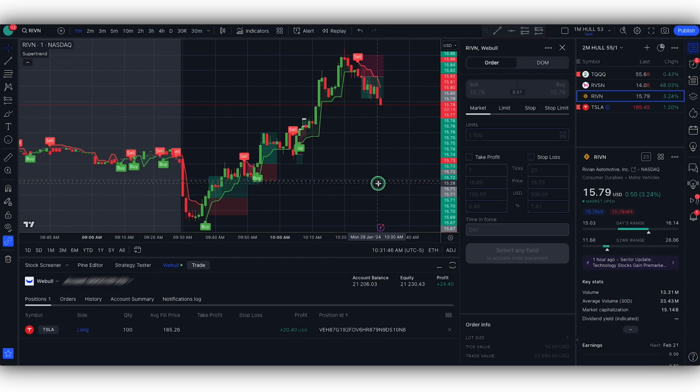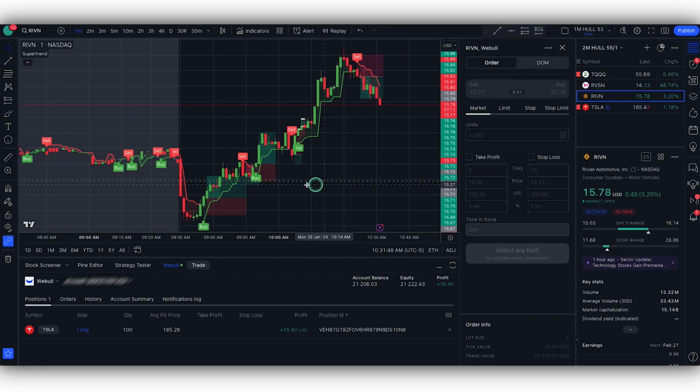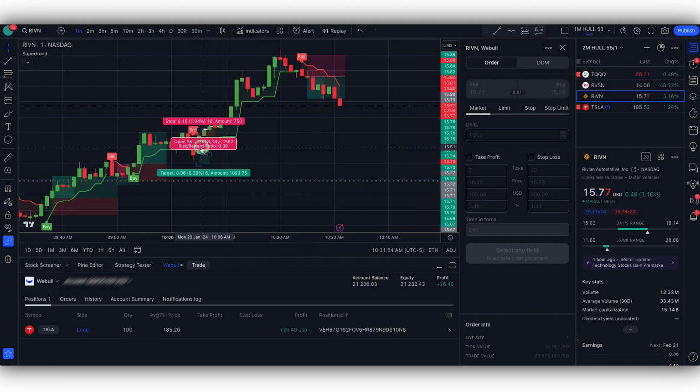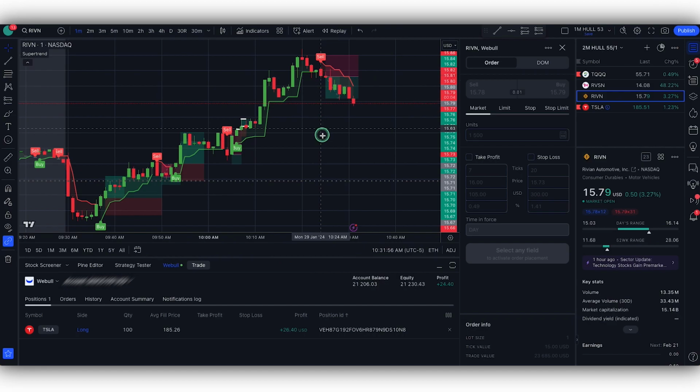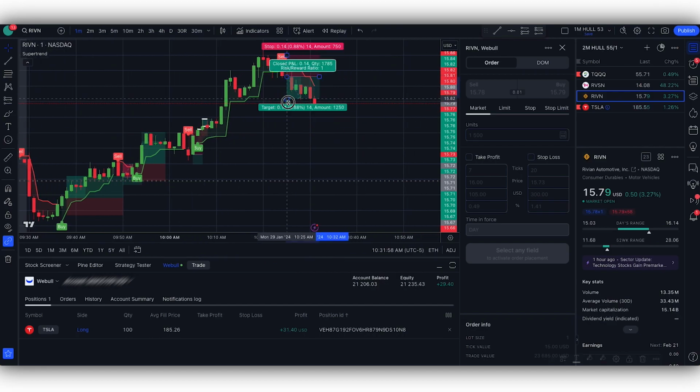Rivian is definitely looking like this strategy works really well for it today. You can see all these wins. I mean, yeah, these are losses right here on these sells. And this is the loss that I took there, but you can see it doesn't compare to the winning trades.